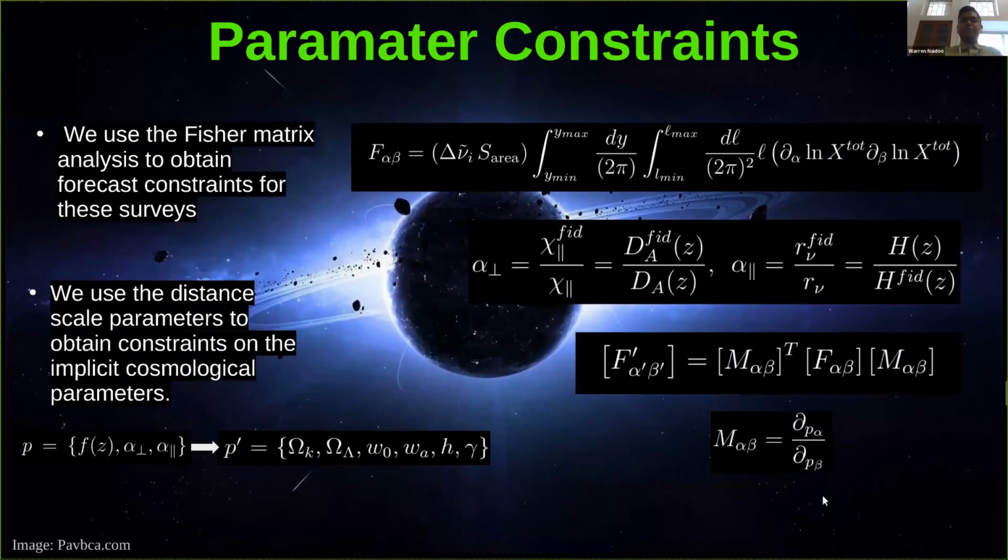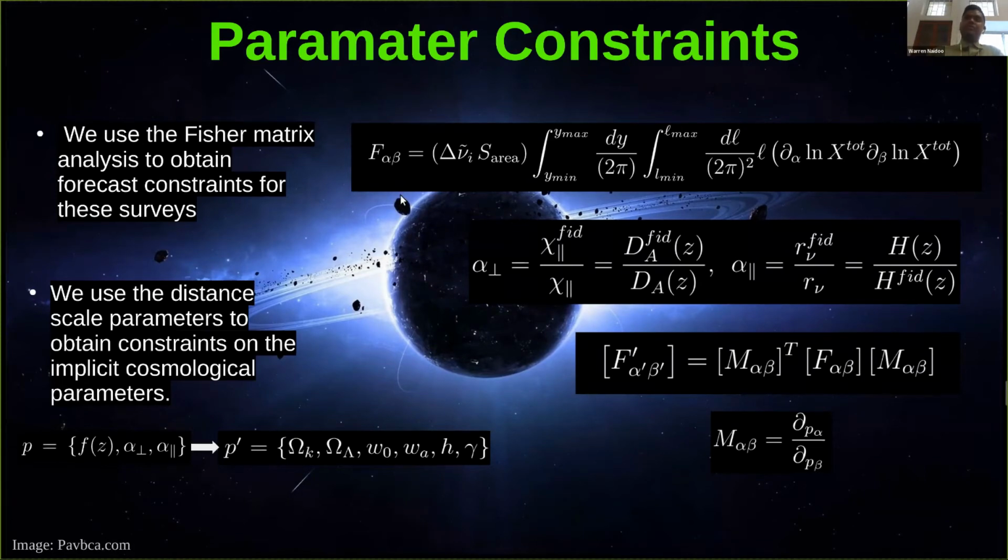constraints. To obtain parameter constraints, what we use is the Fisher forecasting analysis method. Basically this is based on a likelihood estimator, whereby if you're given some measurement or some data set, how well can we constrain a model given some data, right?